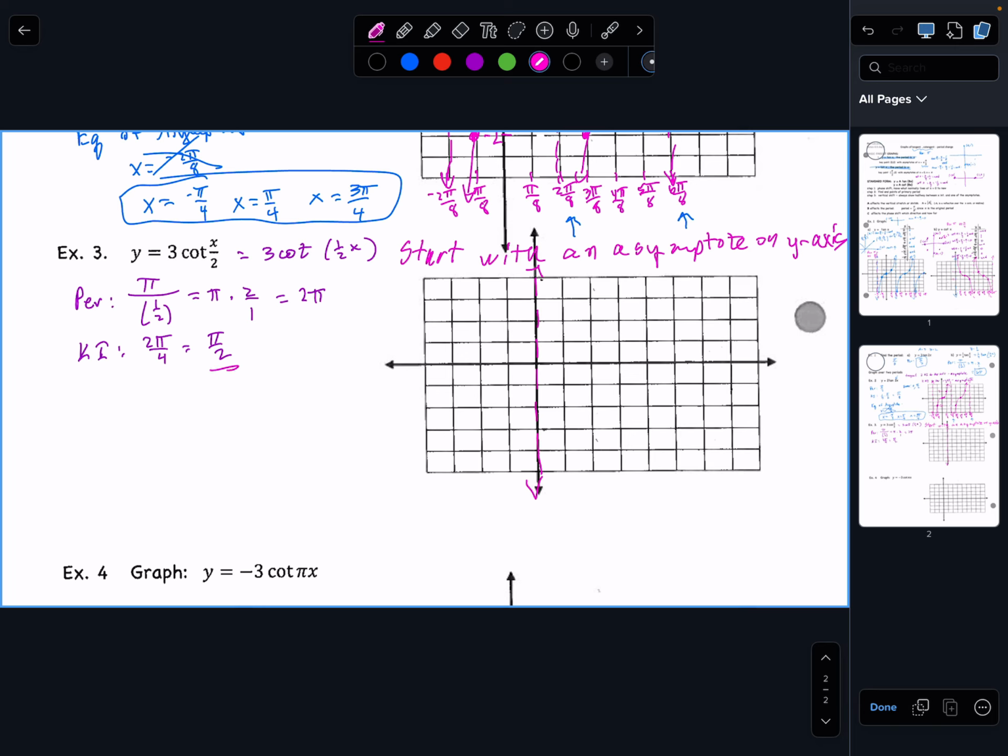And then use your key increment and just go to the right. So I'm just adding by the key increment. 1 pi half, 2 pi halves, which is just pi, 3 pi halves, and then you get 4 pi halves, which is 2 pi, which is the length of your period. So 4 key increments to your right, you will have another asymptote.